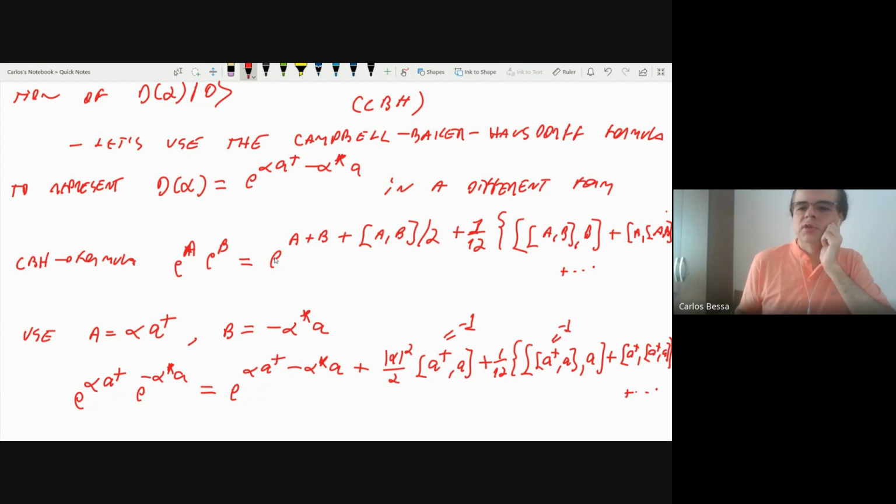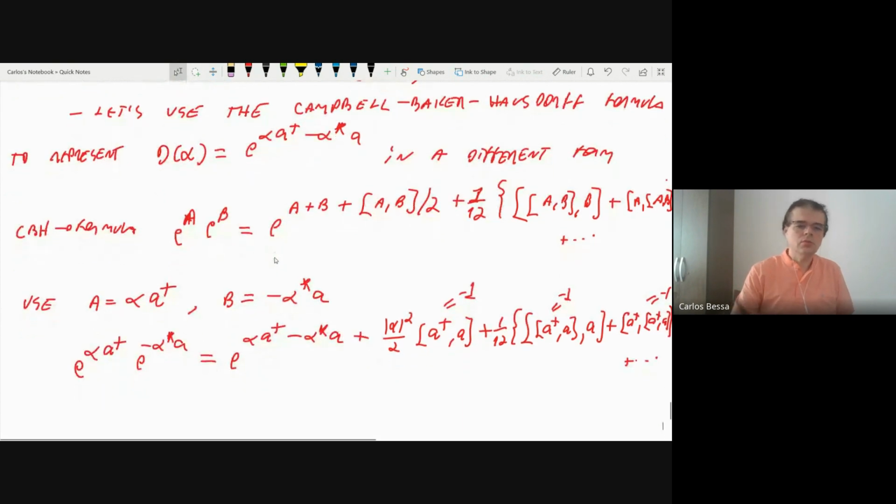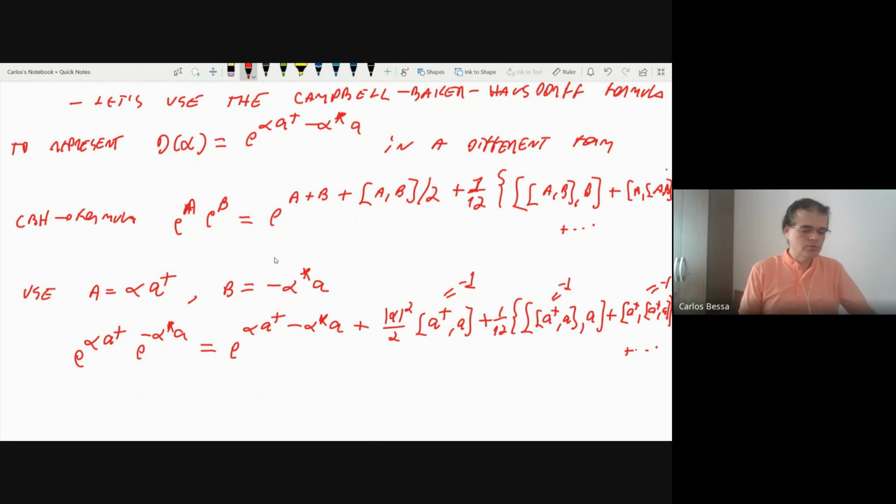And the same here. This is -1, A dagger commutes with -1, and this will be 0. And this will be used for the other term. So in general in quantum mechanics, the importance of this formula is in using this term here. This other term in general is 0.